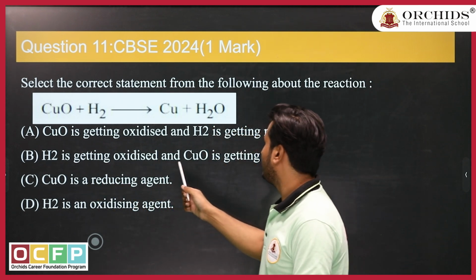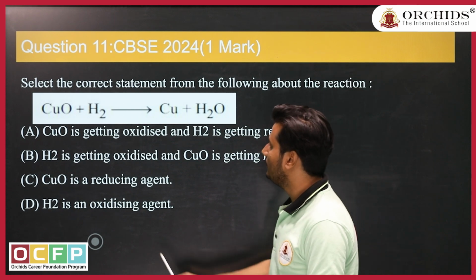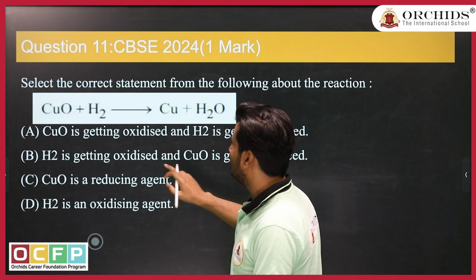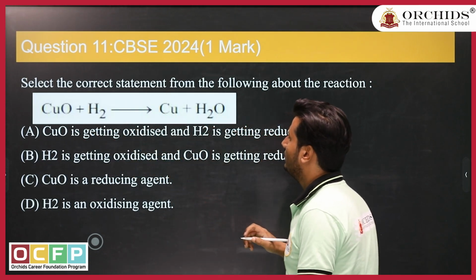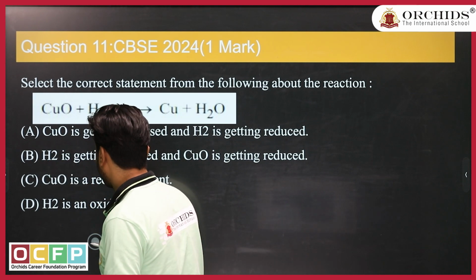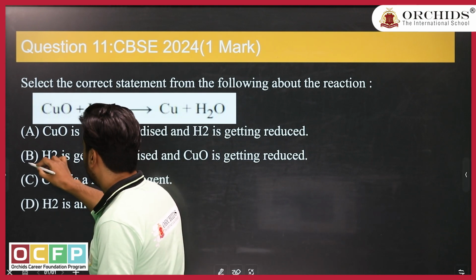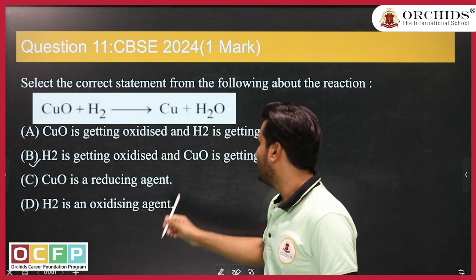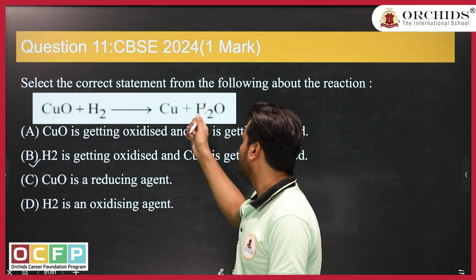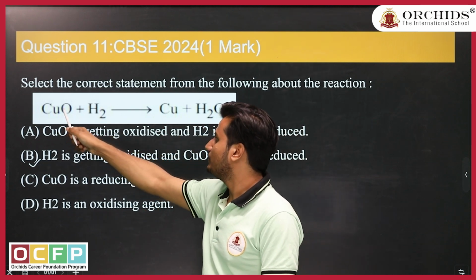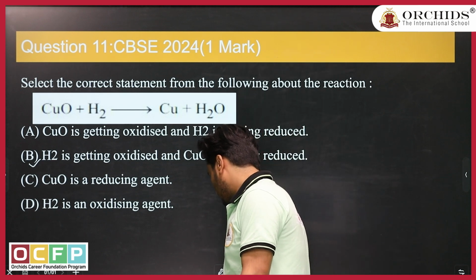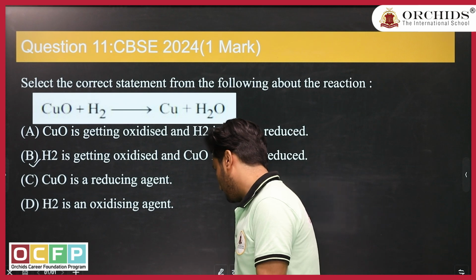H2 is getting oxidized and CuO is getting reduced. So H2 is gaining oxygen and Cu is losing oxygen. So this option is correct. Option B: H2 is getting oxidized and Cu is getting reduced. Hydrogen is gaining oxygen and copper is losing oxygen. So let's move on to our next question.